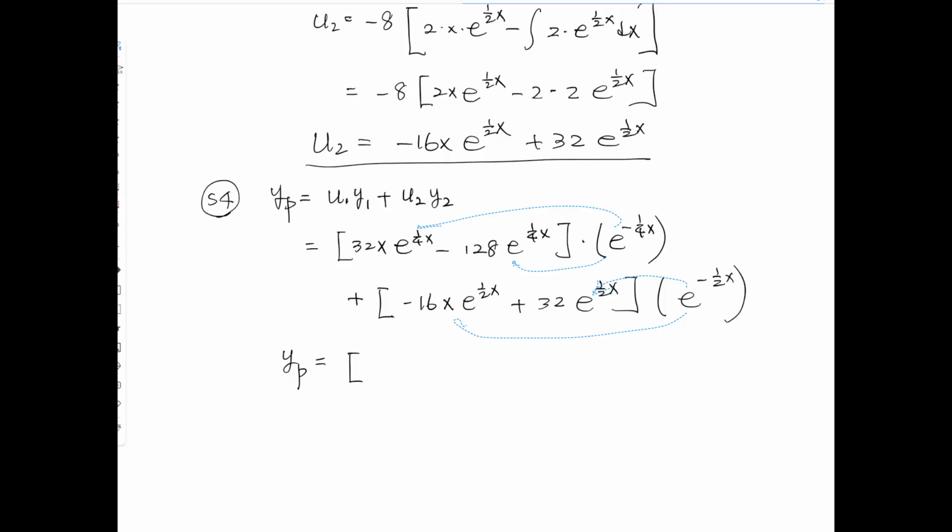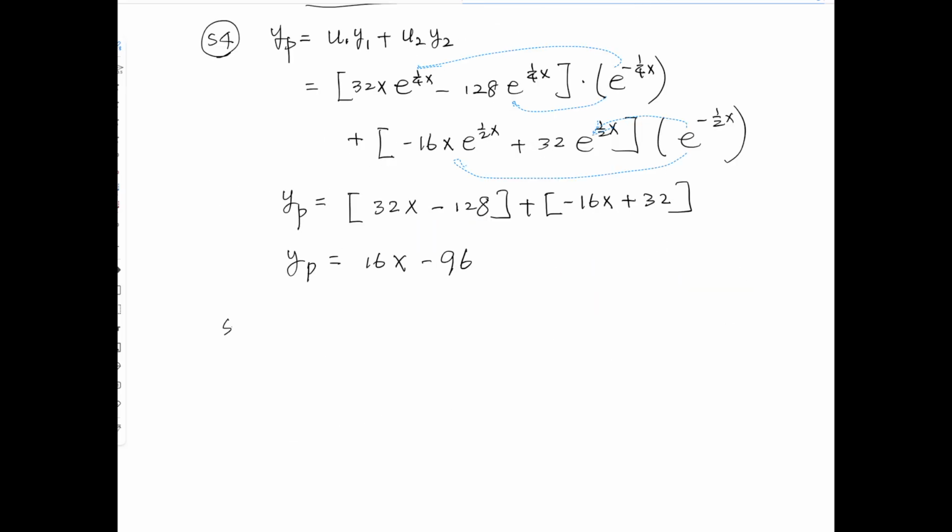So our yp equals, when we distribute this here, here, here, and here, e to the positive 1 over 4x times e to the negative 1 over 4x will give us 1. So this is just 32x minus 128 plus negative 16x plus 32. So finally our yp is going to be 32 minus 16, which is positive 16x, minus 128 plus 32, which is minus 96.